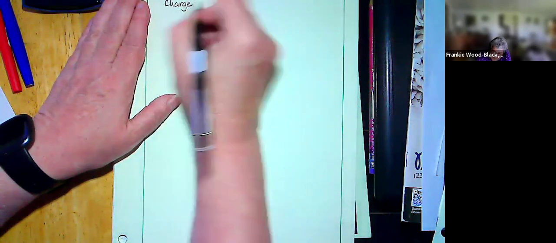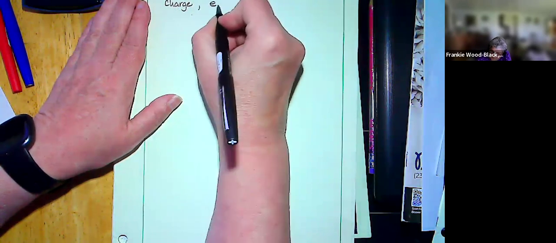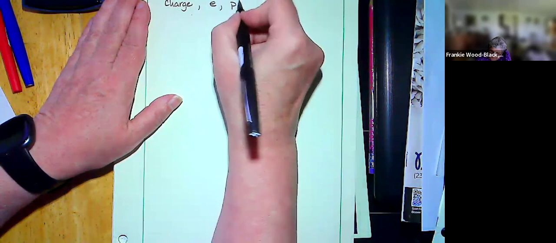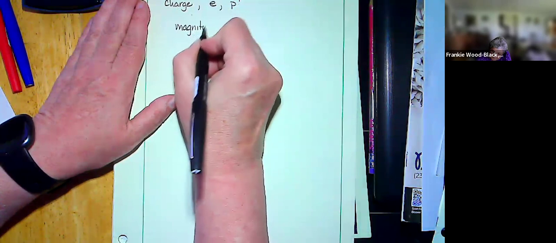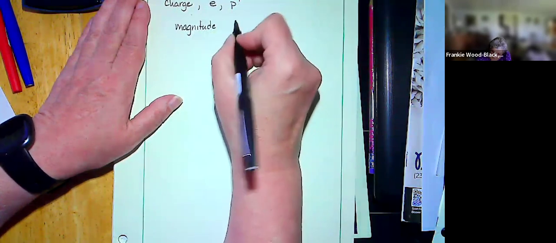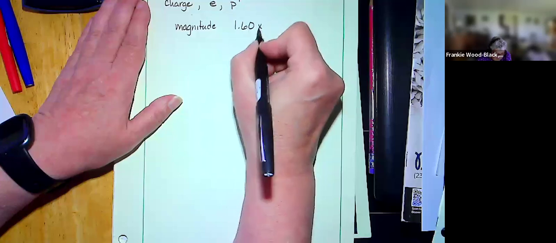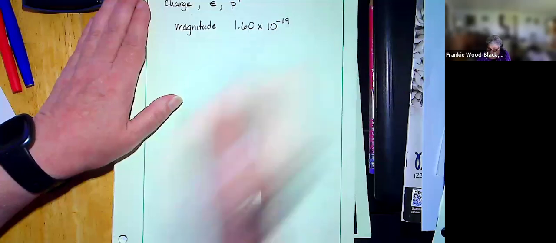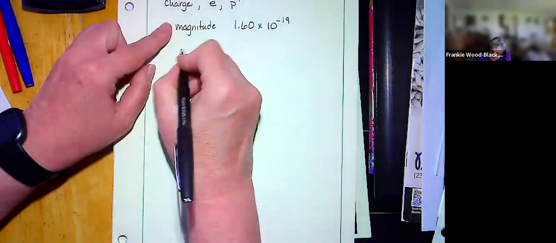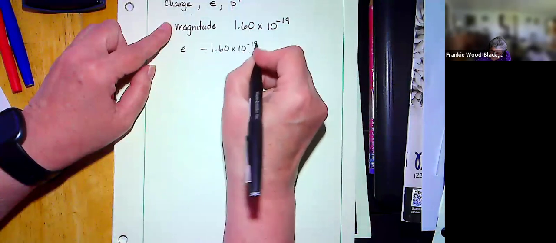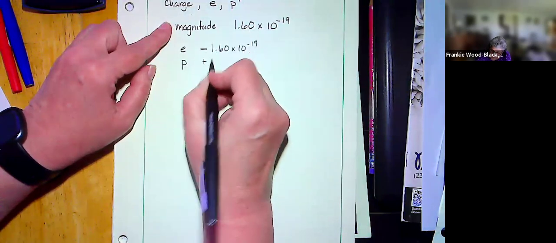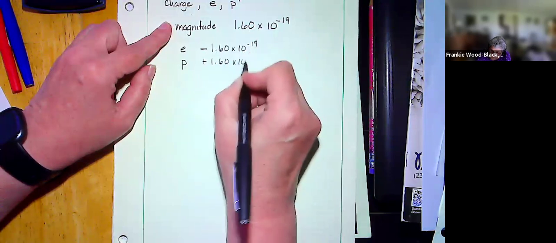But let's make sure we understand that our charge, whether it's an electron or a proton, is going to have a magnitude of 1.60 times 10 to the minus 19. If it's an electron, it's going to be a negative 1.60 times 10 to the minus 19. If it's a proton, it's going to be a positive 1.60 times 10 to the minus 19.